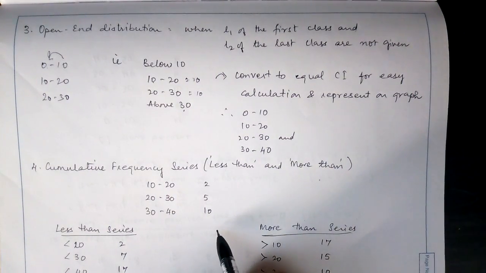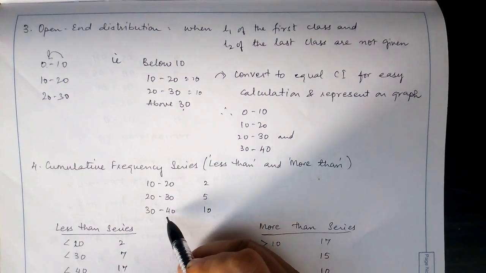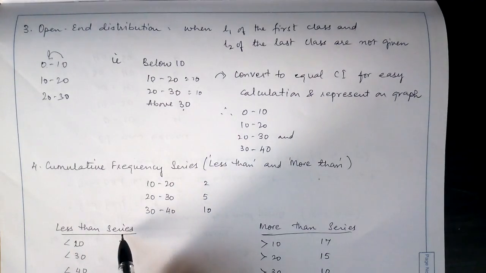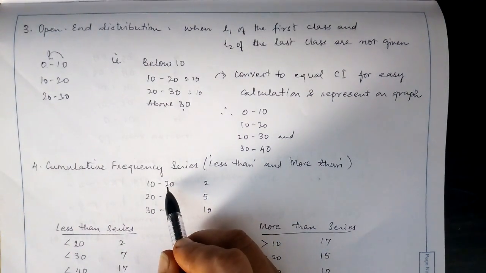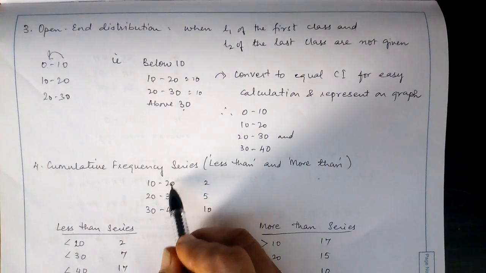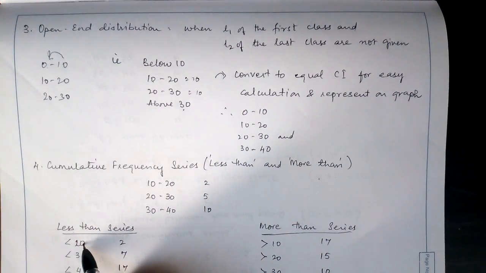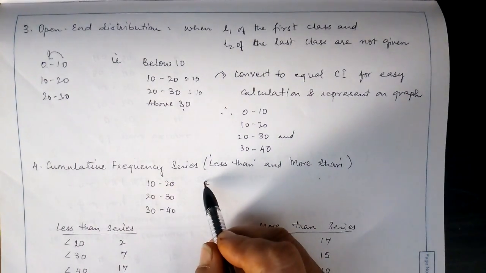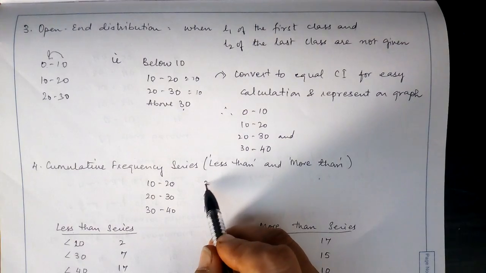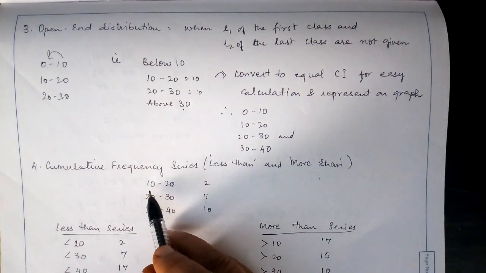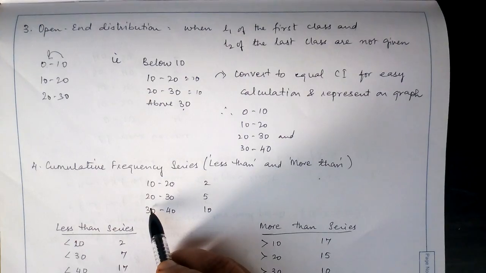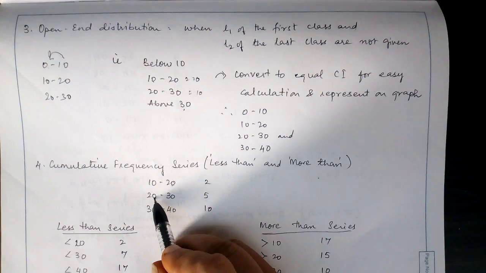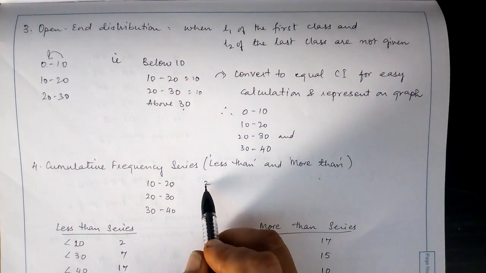To construct a less than series, we have to consider the upper limit of each class interval. In this case, we will take the upper limits. In the first class interval, the upper limit is 20. So less than 20, how many observations do we have? Since 10 to 20 we have 2 observations only, less than 20 will be 2. Observe this type of series. It's an exclusive series. That means if an observation is 20, we are going to include it in the next class interval. So less than 20 is only 2.